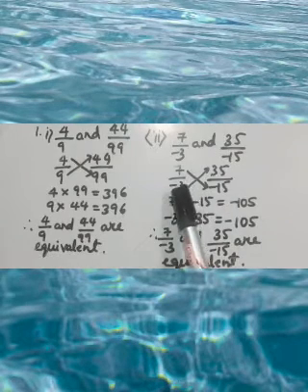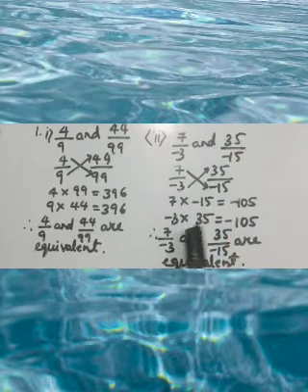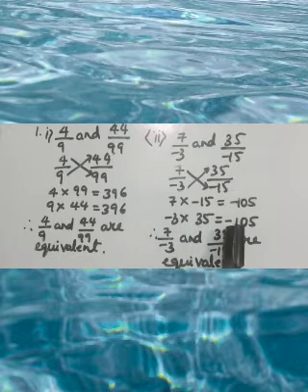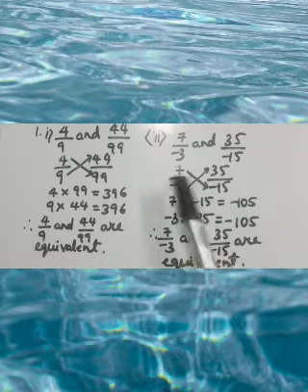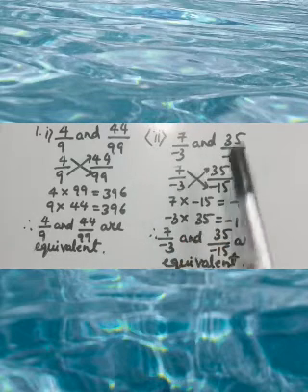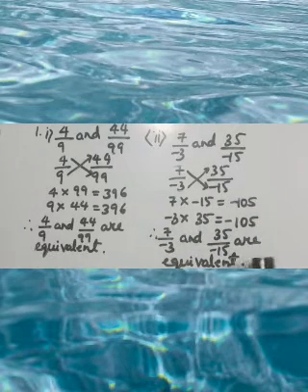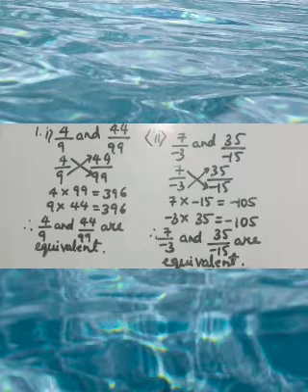Here again, minus 3 into 35. Plus into minus is minus. 3 into 35 is 105. Therefore, 7 by minus 3 and 35 by minus 15 are equivalent rational numbers.